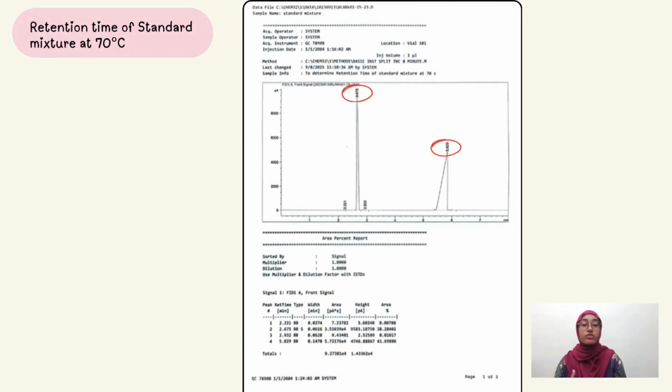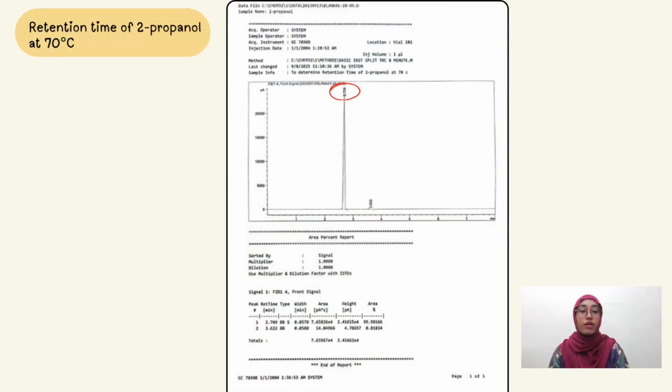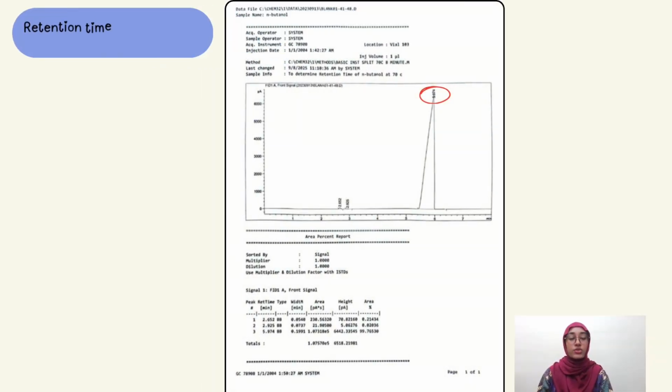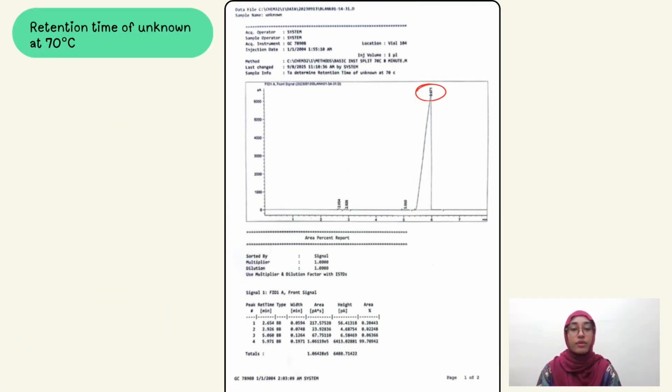Next, this slide shows the retention time of standard mixture at 70 degrees Celsius, which shows 2 highest peaks produced, which is at 2.675 and 5.829 minutes. This shows the retention time of 2-propanol at 70 degrees Celsius, which is at 2.709 minutes. This shows the retention time of N-butanol at 70 degrees Celsius at the retention time of 5.974 minutes. Lastly, this shows an unknown sample at 70 degrees Celsius with a retention time of 5.971 minutes.